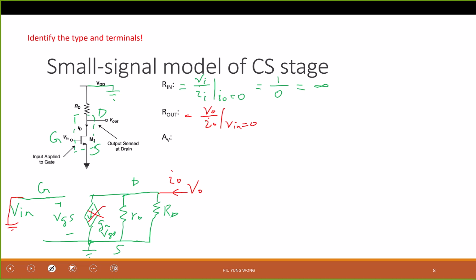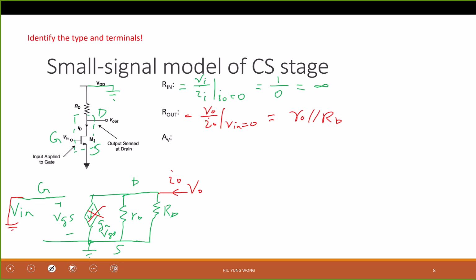Right? So now you can use KCL to find out what is the output impedance. But you are smart enough, right? Look at this. What else can it be? I only see 2 resistors in front of me. What can be the resistance? It must be the resistance of the resistors, right? So what is the resistance here? Exactly. RO parallel RD. That is exactly what I see.